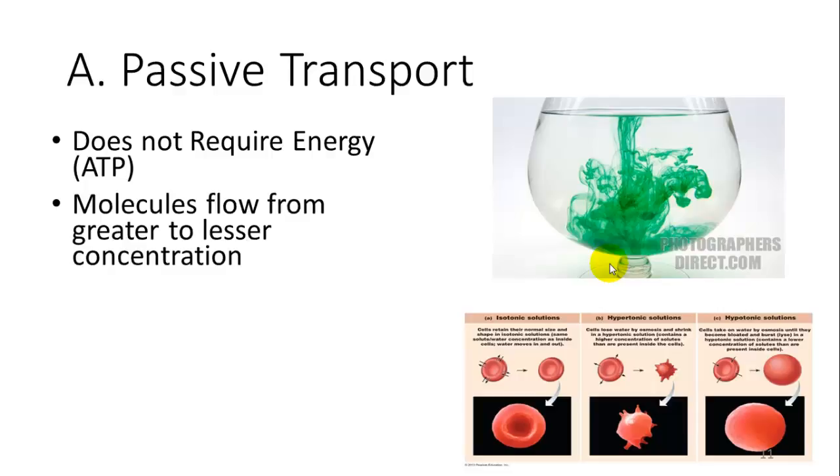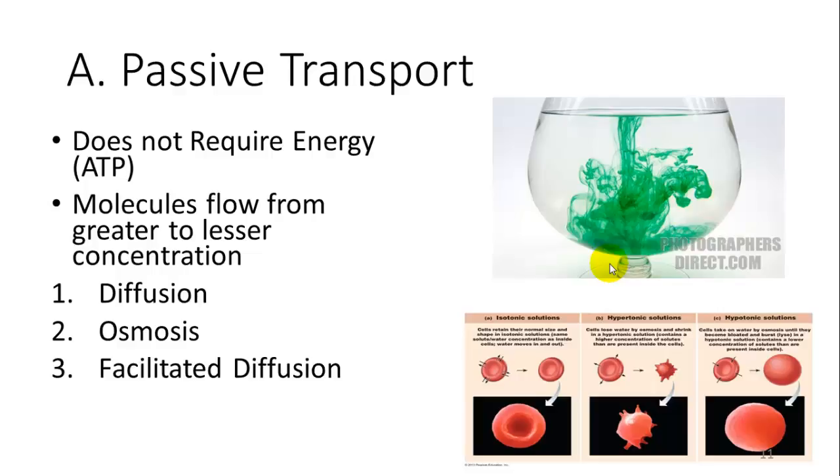And in passive transport, if you have a greater concentration of any substance and a lesser concentration of any substance, the molecules will flow from greater to lesser concentration until they are all evened out. So the simplest form of this is called diffusion. Osmosis is also something that occurs through a semi-permeable membrane and is usually the movement of water. You also have facilitated diffusion, where you have a carrier protein, and then the fourth one is filtration, also called bulk flow.